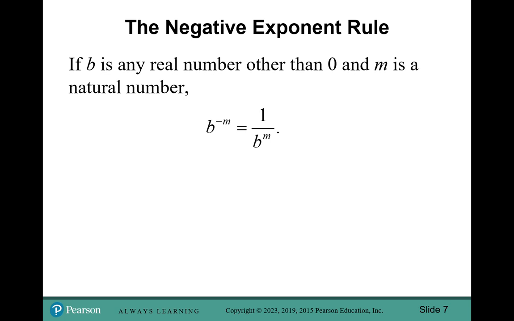The negative exponent rule is the next rule we will look at here. If b is any real number other than 0 and m is a natural number, b raised to the negative m equals 1 over b to the m. So we basically have gotten rid of the negative in the exponent by dropping it into the denominator. We've essentially taken our base raised to the negative number, dropped it into the denominator, and put 1 on top.